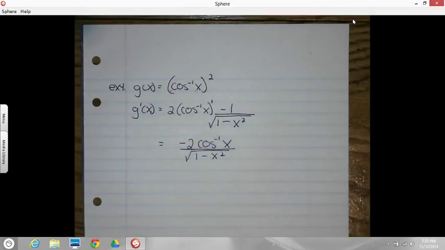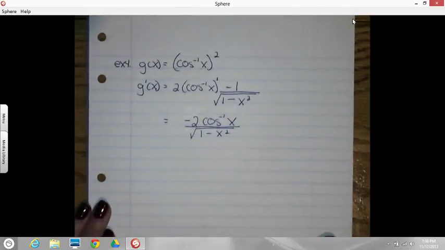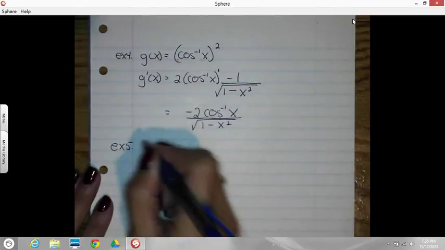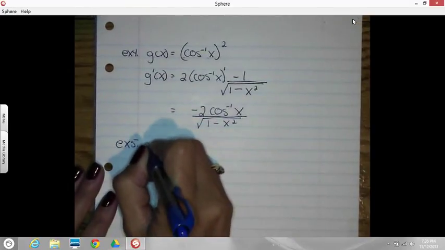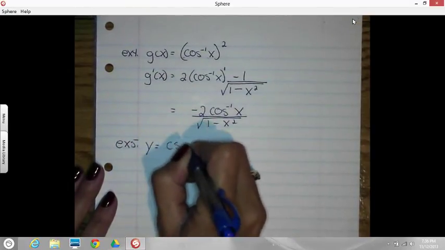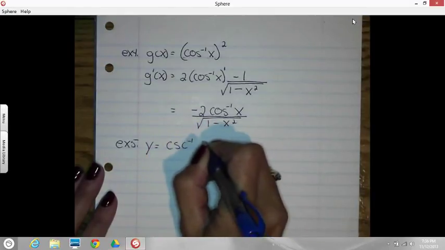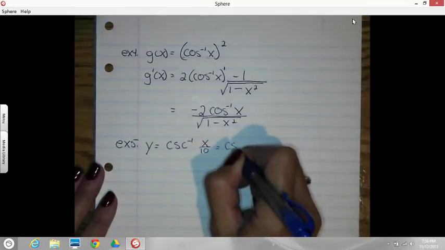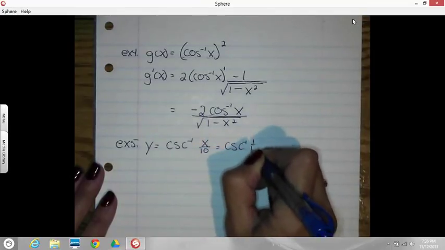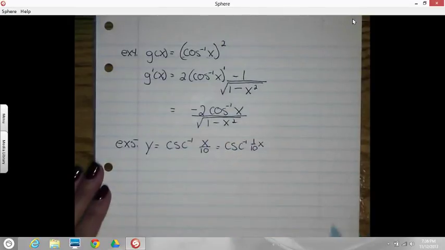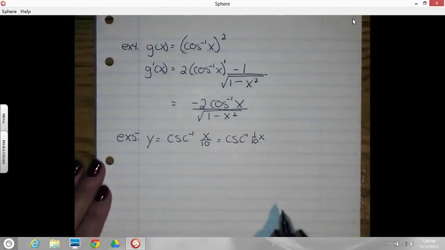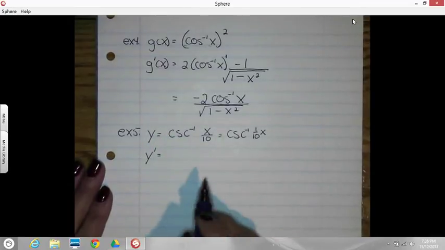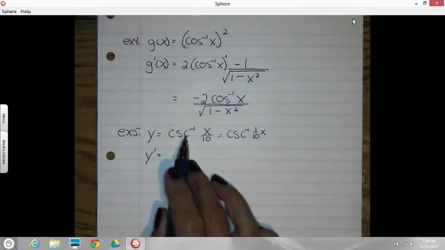And the toughest one of them all, the secant and cosecant with a fraction. So here y equals inverse cosecant of x over 10. Remember, you can think of that as 1/10 x. Either one works. I'd like to look at both of them. So derivative. Inverse cosecant. Here we go.